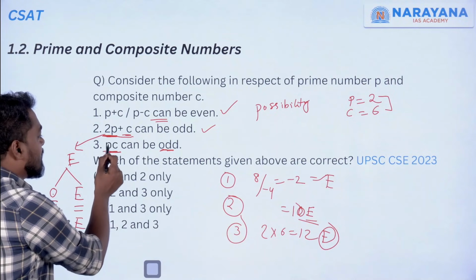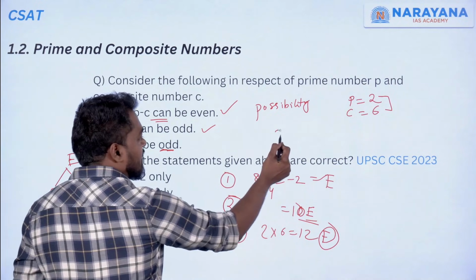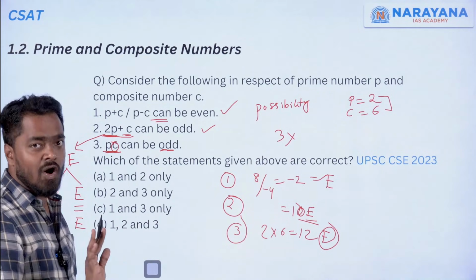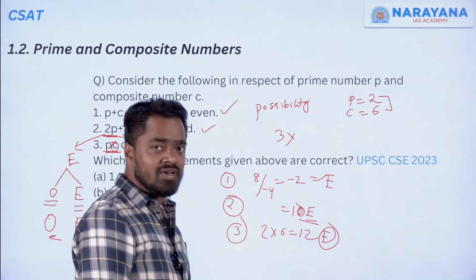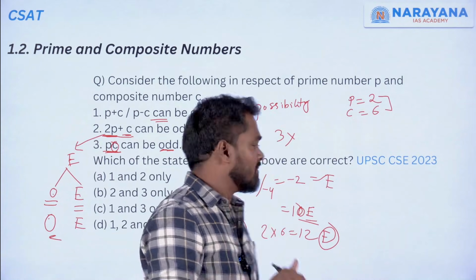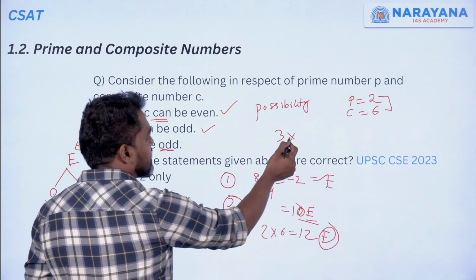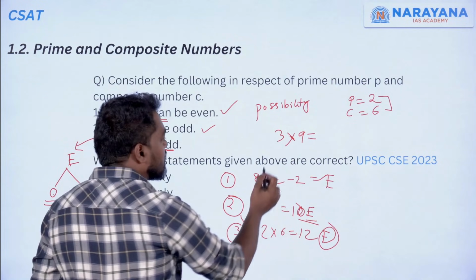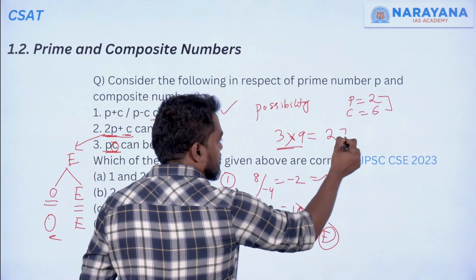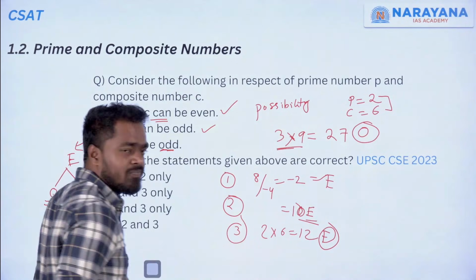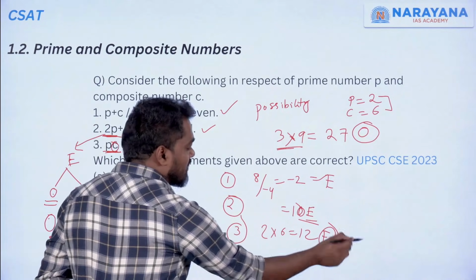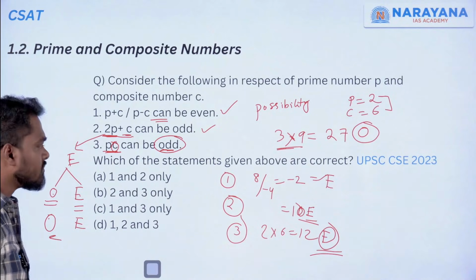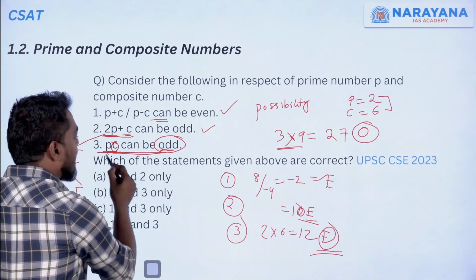So if you take prime numbers, take any odd number, that is 3, and take any composite number which is again odd, because if you multiply it with an even number you will get only even number. So take any example for C. For example, 9. 9 is a composite number. 3 nines are 27. So you are getting an odd number. So in this option you are getting even number, but there is possibility for odd also.